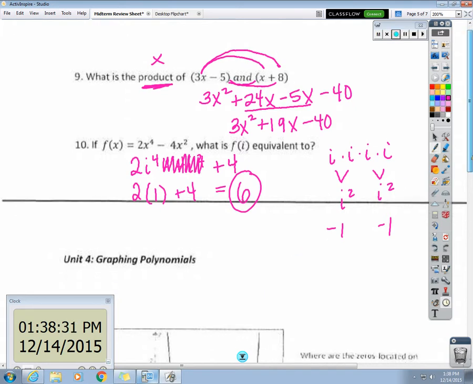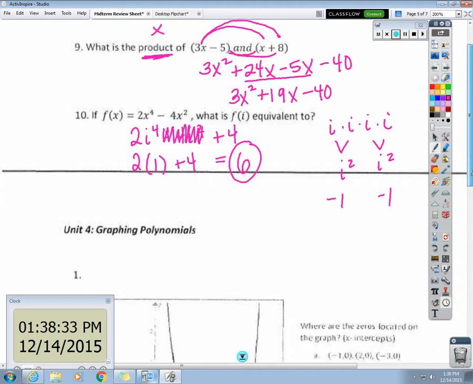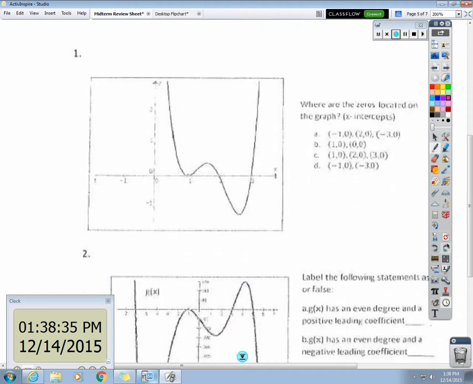Alright, unit 4, graphing polynomials. Where are the zeros located on the graph? Okay, well how many zeros are there? 3. So that rules out B and D. And are they at negative 1, 2, and negative 3, or positive 1, positive 2, positive 3? They're all positive.